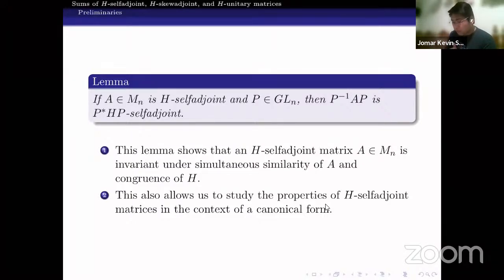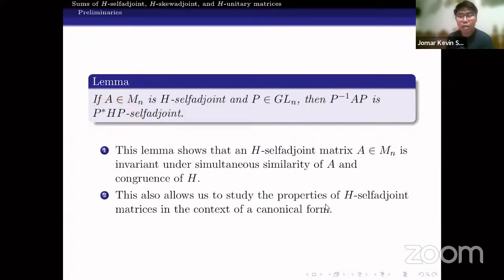What else? This also allows us to study the properties of H self-adjoint matrices in the context of a canonical form. Kasi mahirap i-prove yung goals natin using an arbitrary square matrix A. So what we want is to find a canonical form para yun na lang yung gagamitin natin sa proof, no? And this lemma tells us na pwede natin gawin yun. Why? Because if we have an H self-adjoint matrix A, then we know that P inverse AP is P star HP self-adjoint. So ito na lang yung gagamitin natin sa proof. So ito yung ibig sabihin na si A ay invariant under simultaneous similarity of A and congruence sa H. Because A is similar to this matrix and H is star congruent to P star HP.